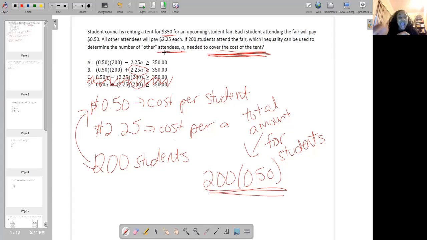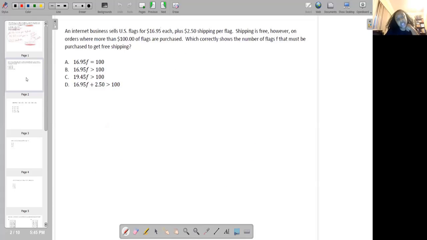So we need to add that to the total amount we get from the students coming. And we want it to be either equal to 350 so we can cover the cost of the tent, or we want it to be more than that so we can both pay off the tent as well as have more money left over. So the correct answer for this one is going to be B. Take a look at the next question.